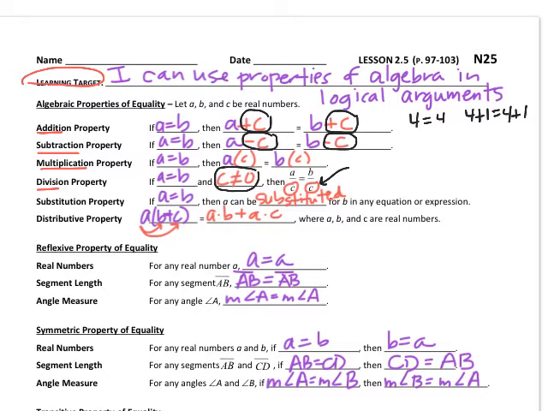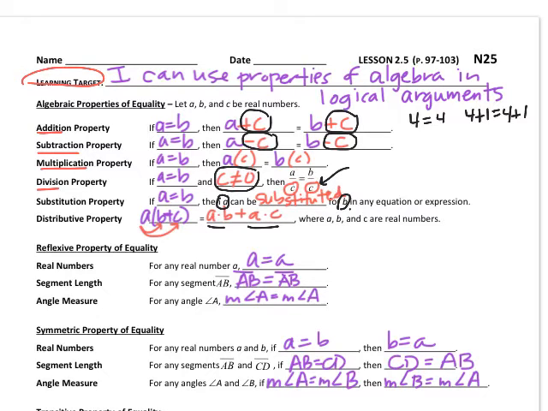The substitution property says that if A equals B, then A can be substituted in for B in any equation or expression, and that would work the other way too, so B could also be substituted in for A. The distributive property states that A times the quantity B plus C is A times B plus A times C, because we're distributing the A, which is outside of the parentheses, to the binomial inside. Okay, so we know that we can do those things.